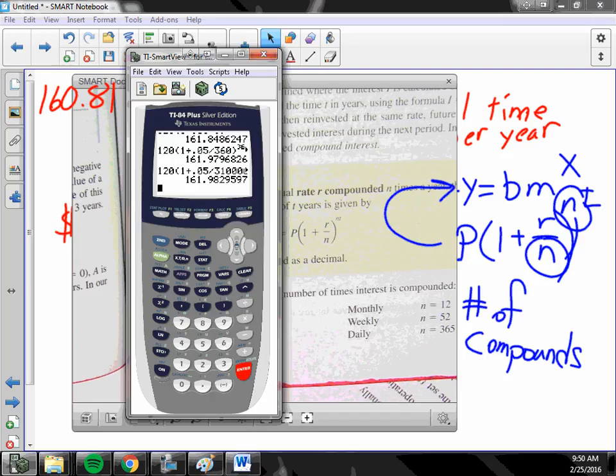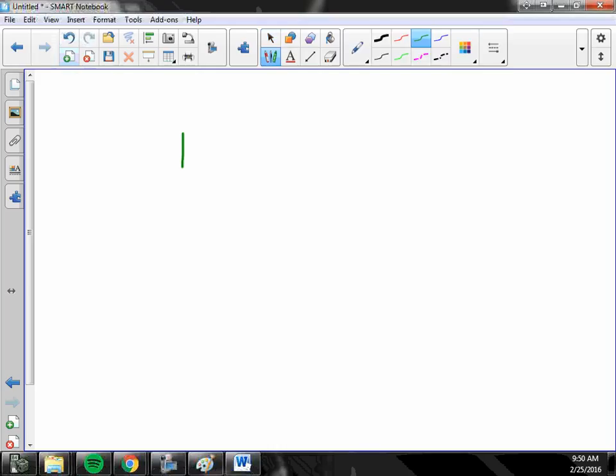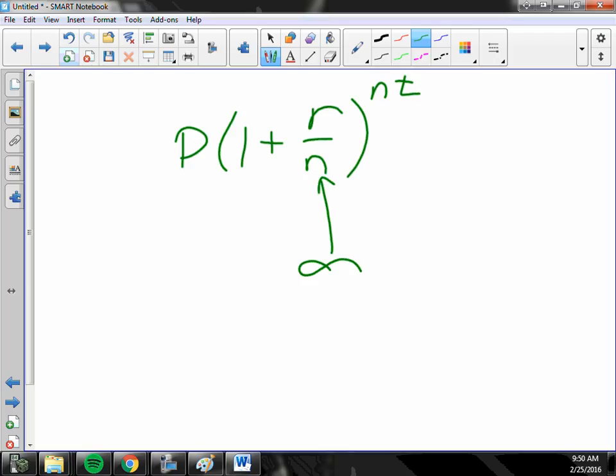So if you look at this, P times 1 plus r over n to the nt. If we plug infinity in there, what is r divided by infinity? What's any number cut into an infinite number of pieces? How big would each piece be? 0. So this actually goes away, and I get P times 1. What is infinity times time? Infinity. And what's 1 to the infinity?